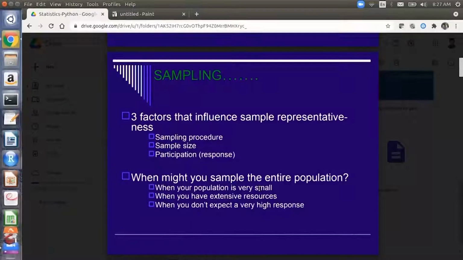Okay, so there are three factors that influence sample representativeness. On which three factors does sample representativeness depend?